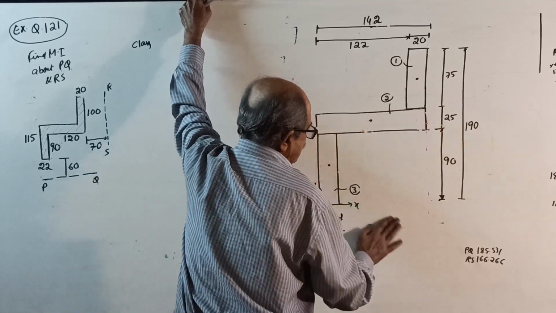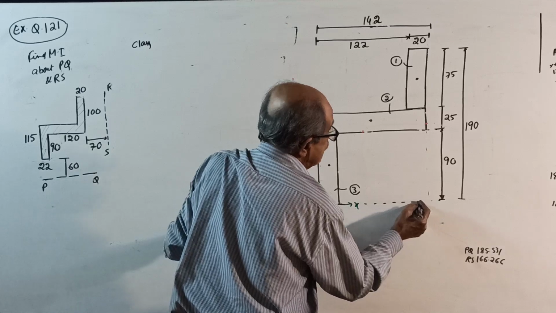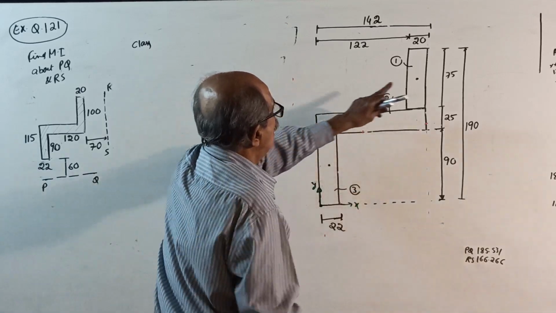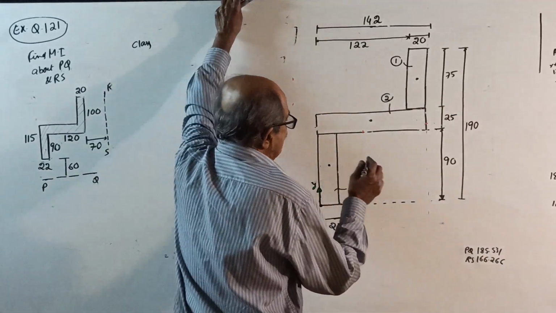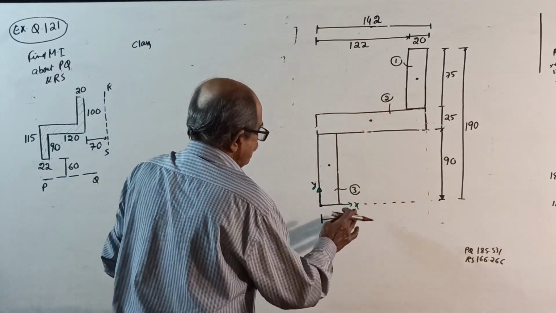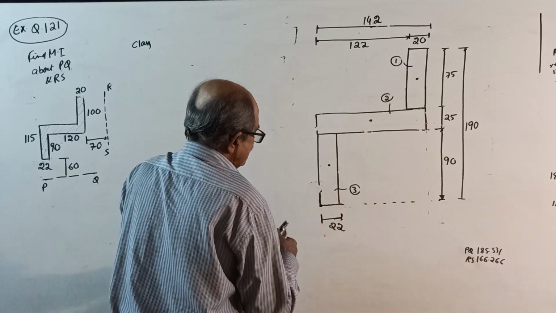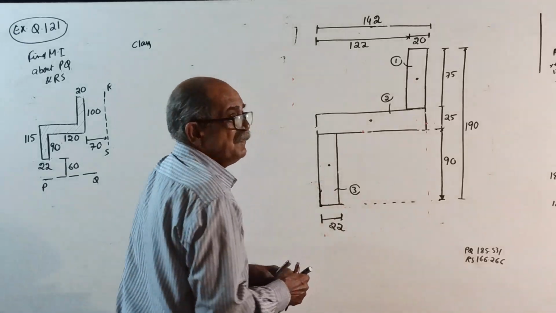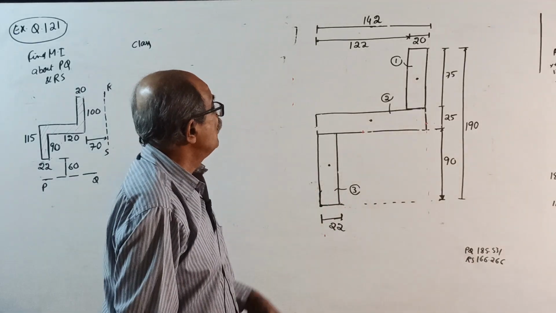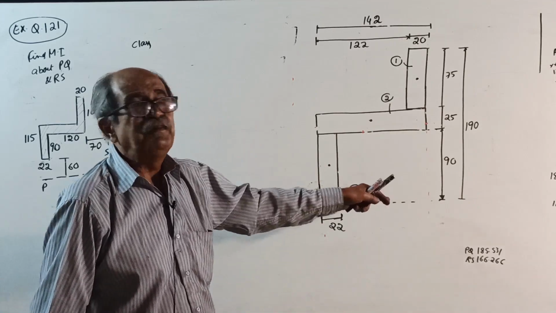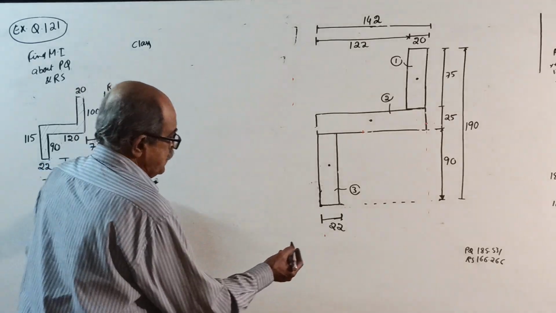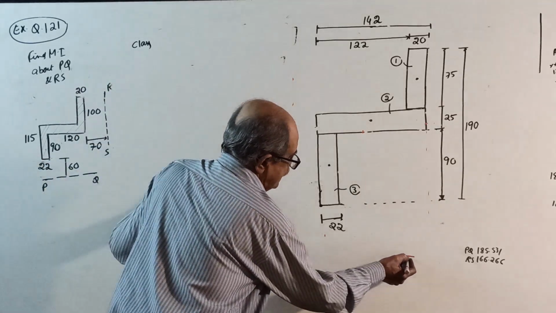What you do? Once again, divide into parts. 1, 2, 3. Mark the required axis. This also is not there. Directly find, because no centroid location is required. Part by part find it. Mark PQ. PQ is somewhere here. This is your PQ.